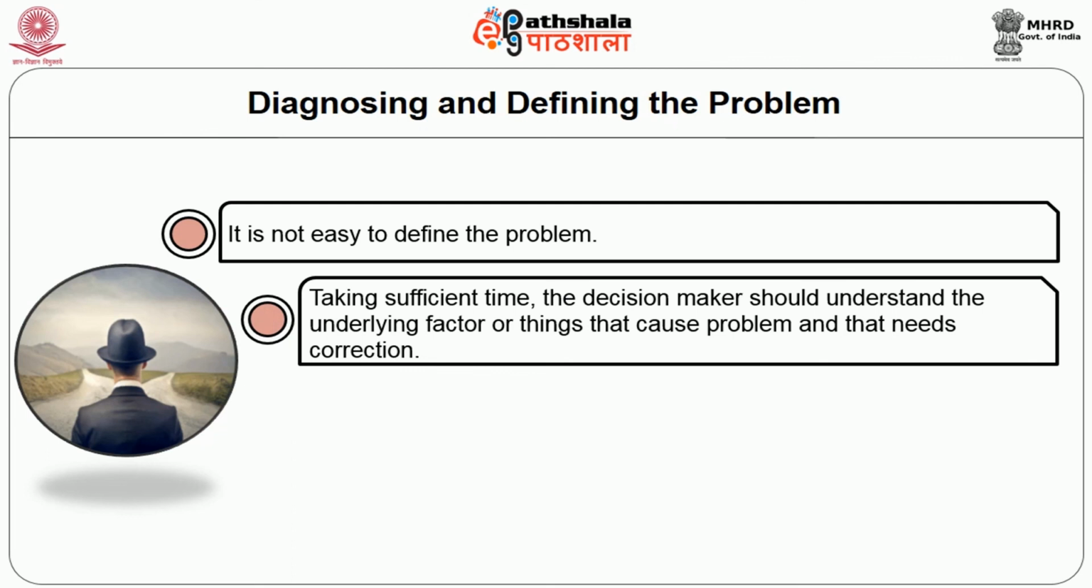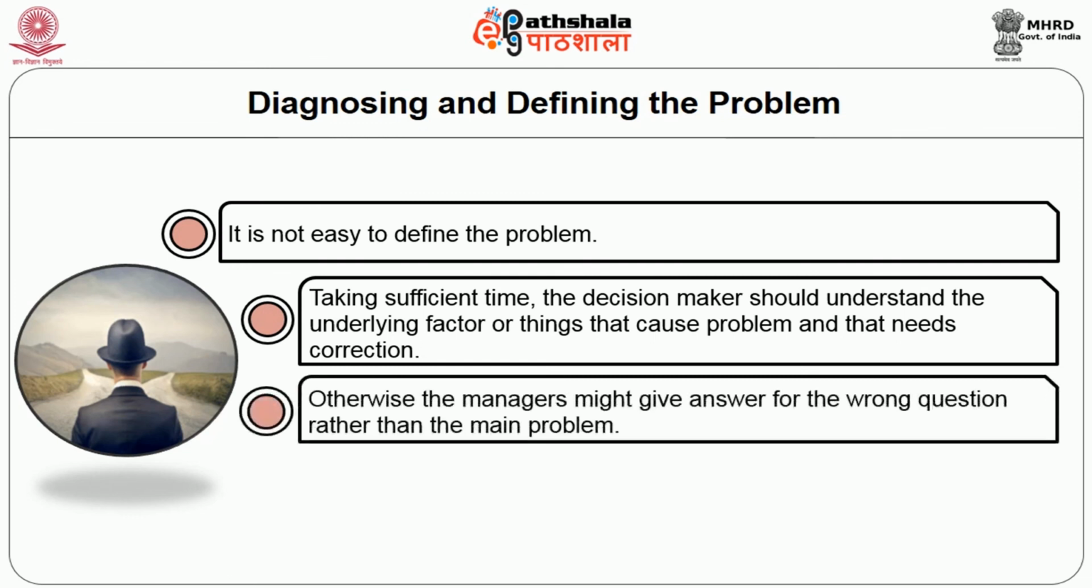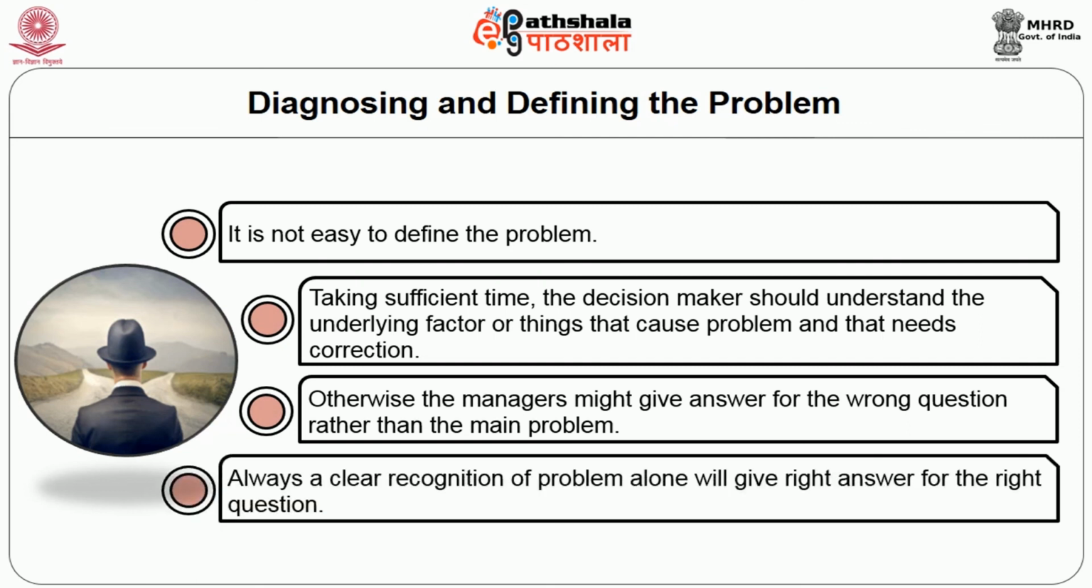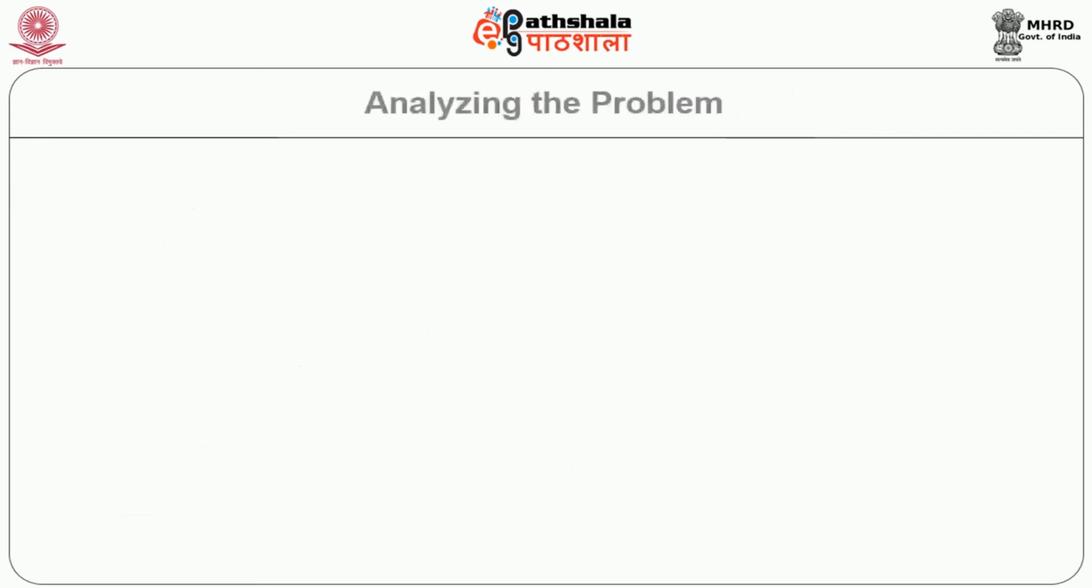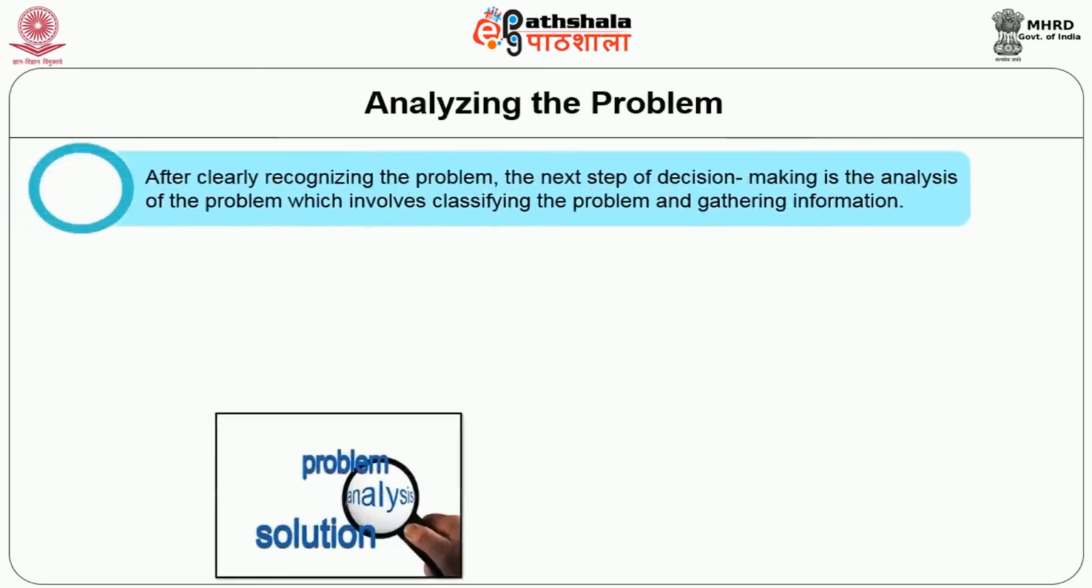that needs correction. Otherwise, being a manager, you might give an answer for a wrong question rather than for the main problem. Always, a clear recognition of the problem alone will give the right answer for the right question. The second important stage is analyzing the problem. When you have clearly recognized the problem, the next step of decision making is analyzing the problem, which involves classifying the problem and gathering information.